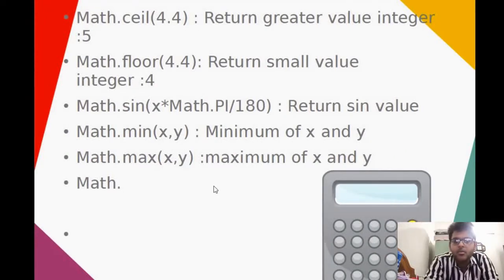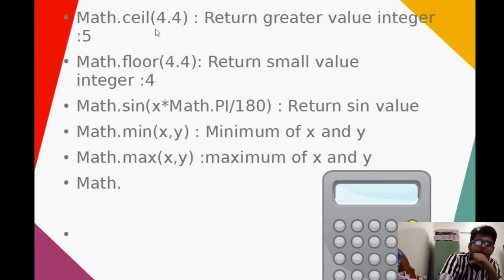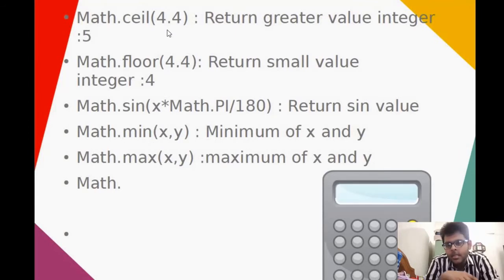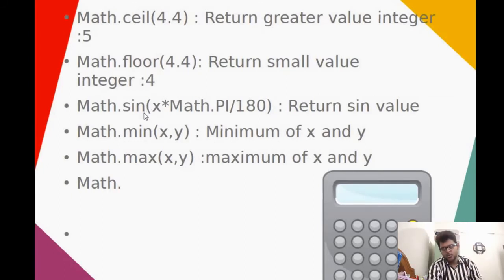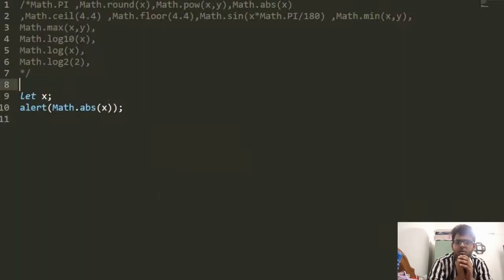Now talking about our next method. We have Math.ceil, which will return the greater integer value, in this case 4.4 gives 5. And if we use Math.floor, that will return the smaller value, so this is the opposite of ceil. And then we have a sign function also, to find the sign value. Math.min calculates the minimum of x and y, and Math.max of x and y. We will discuss these also now.